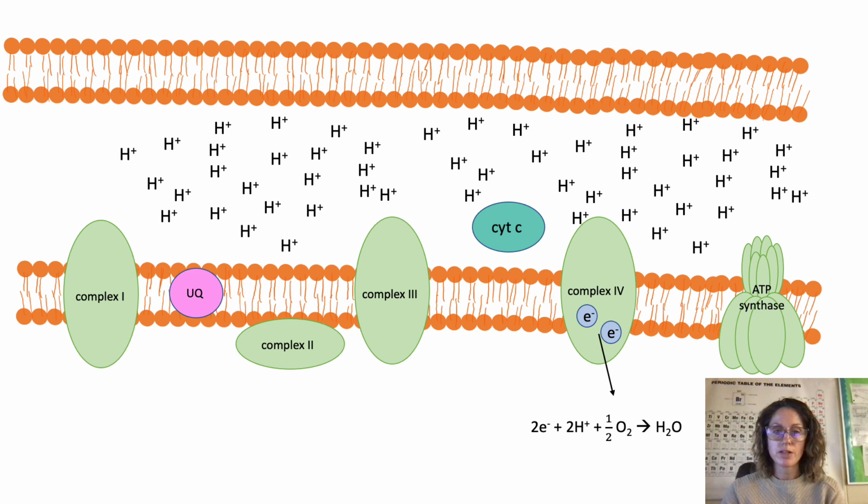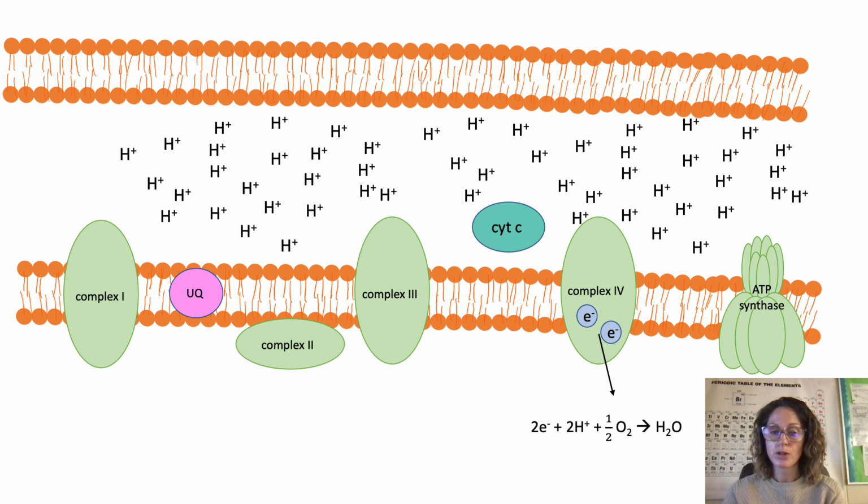So these hydrogen ions have been pumped into the intermembrane space. And before we move into what happens next, I want to talk about how we have these electrons being pulled to a single oxygen atom. And again, we call this half an oxygen molecule.